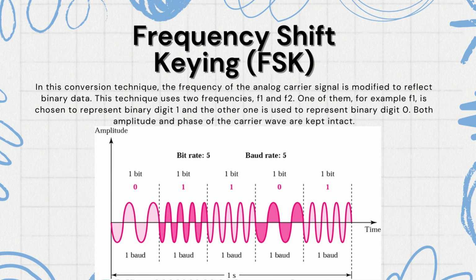In frequency shift keying, FSK, the frequency of the analog carrier signal is modified to reflect binary data. This technique uses 2 frequencies, F1 and F2. For example, F1 is chosen to represent binary digit 1 and the other one is used to represent binary digit 0. Both amplitude and phase of the carrier wave are kept intact. FSK is commonly found in applications like data modems, wireless communication, and even in some types of fax machines.